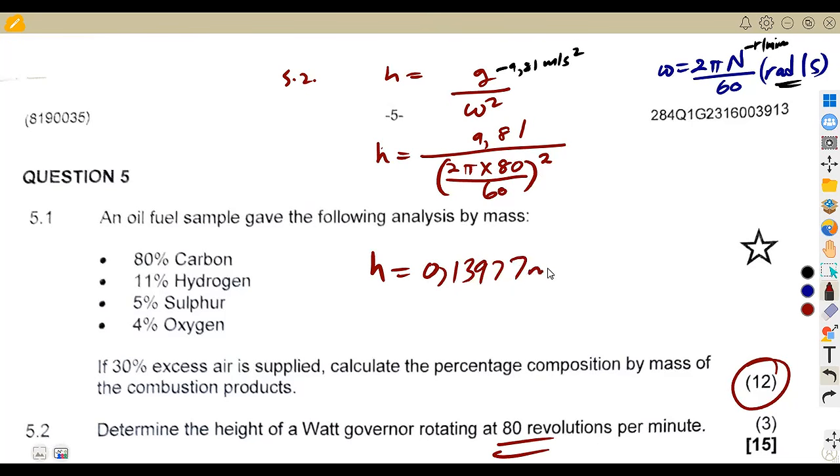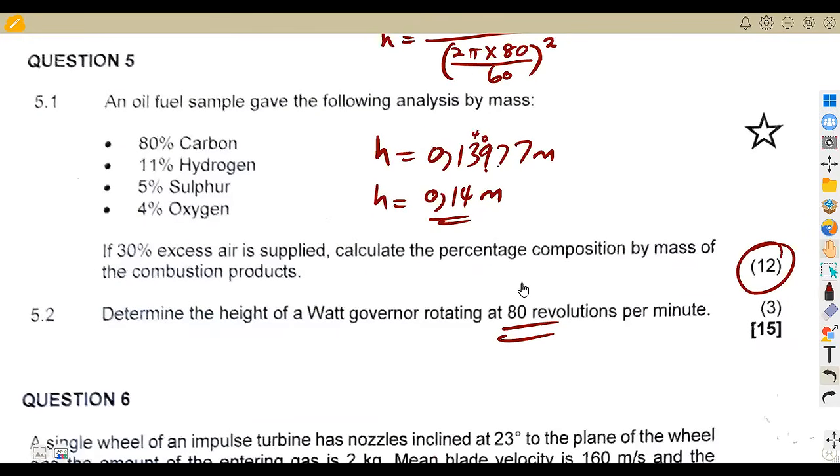0.13977 in meters. So it's going to be 0.14. We round off properly here, in meters. Yes, you can convert to millimeters if you want, but the direct unit that you are having on your answer is meters. So you can just write your answer as meters as it is.